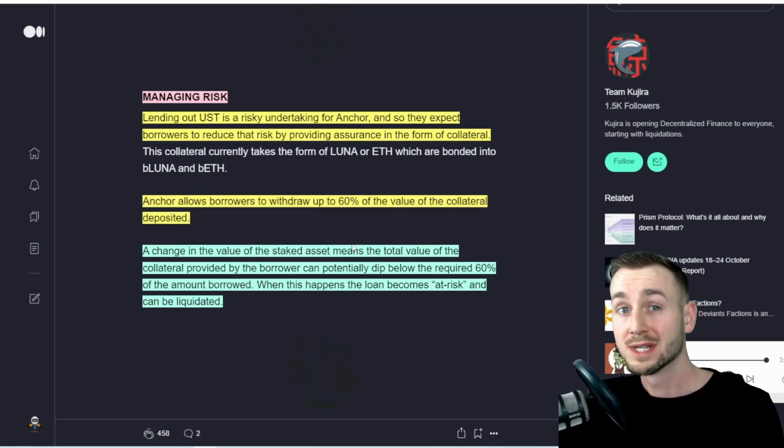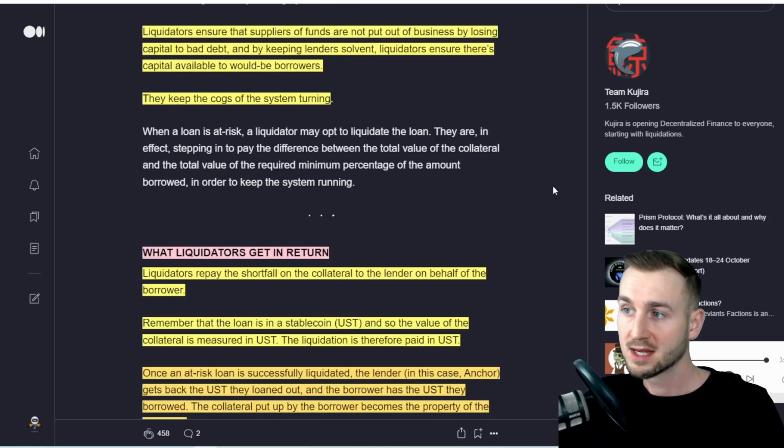But when the value of your staked asset changes, it means it can dip below the required percentage amount. And when this does occur, the loan becomes at risk and thus can be liquidated. So Kujira gives us the opportunity to be the liquidator here and really become the whale. So our job here is to become the liquidator. We ensure the supplier of the funds, i.e. Anchor, doesn't go out of business by losing capital to bad debt and by keeping lenders solvent. So the liquidator ensures there's capital available to the would-be borrowers, keeping the cogs of this system turning.